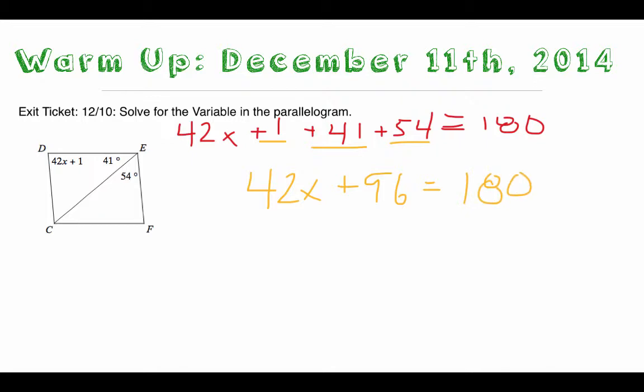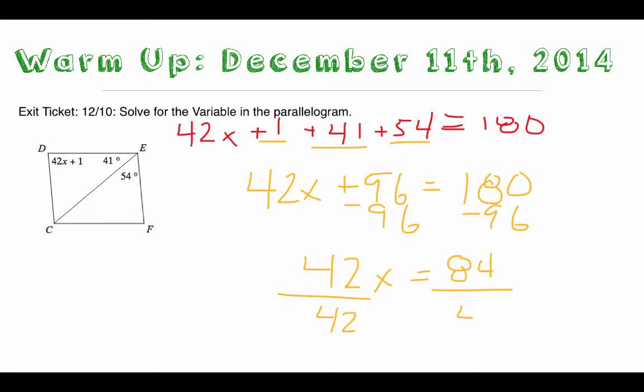My next step is to isolate x, get x by itself. Subtract 96 from both sides. I have 42x equals 84. Divide by 42 to continue that isolation of x. Ultimately, we want to get x by itself. 84 divided by 42 gives us 2. We have solved that equation successfully.